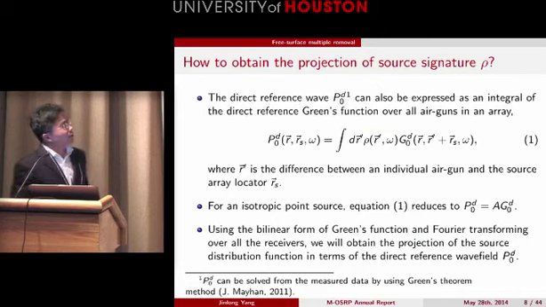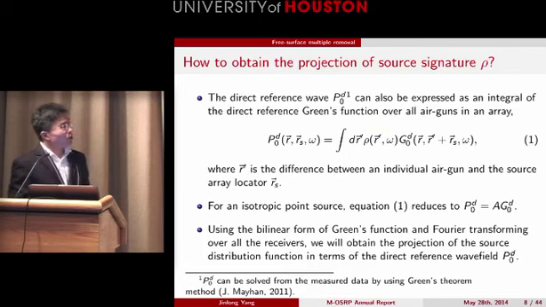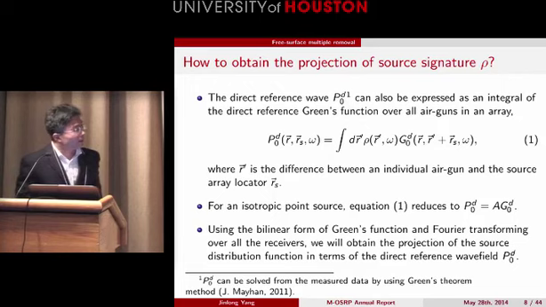How do we get the source signature? The direct reference wave can also be expressed as the integral of the Green's function over all sources in an array, and it can be written in this form. For a special case, the isotropic point source, this equation reduces to P0D equals a multiplication. So this simply gives the point source signature.